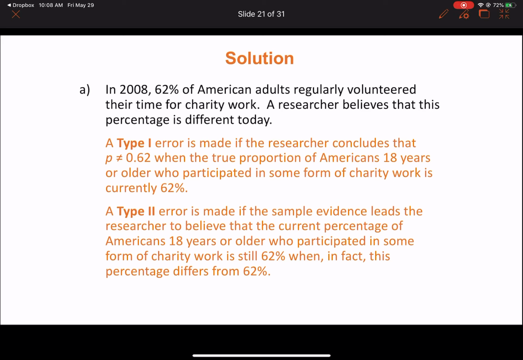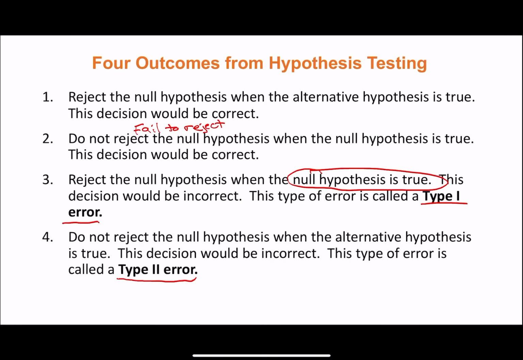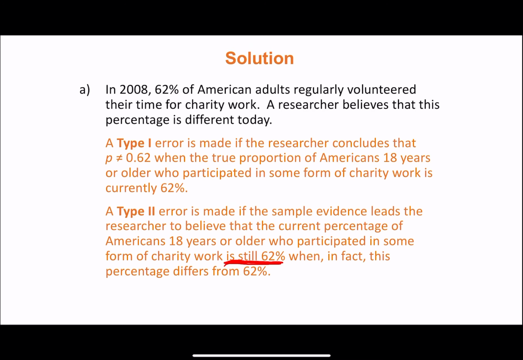Type 2 error. Sorry, let me back up. So a type 2 error is made if the sample evidence leads the researcher to find that the current percentage of people who participate in charity work is still 62%, but the actual percentage differs. Let's go back. So we don't reject when the alternative hypothesis is true. That's our type 2.